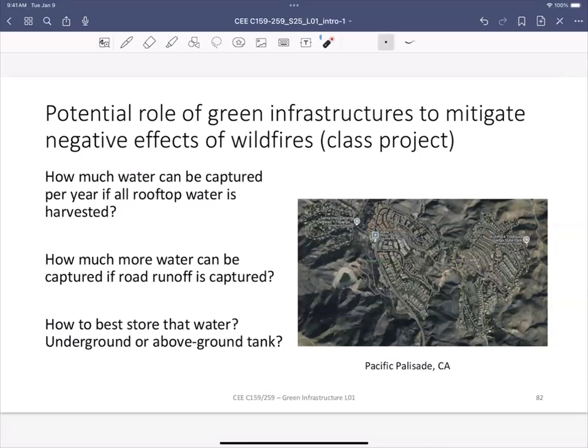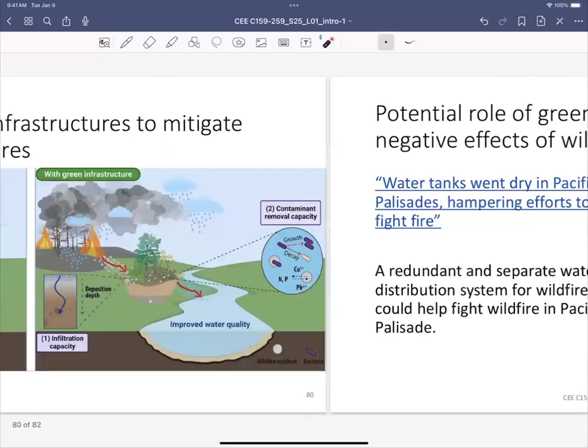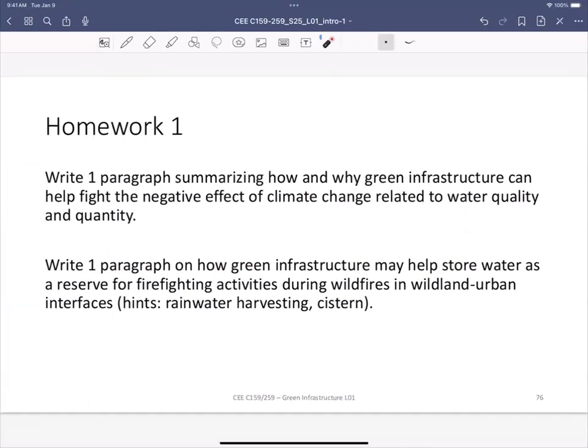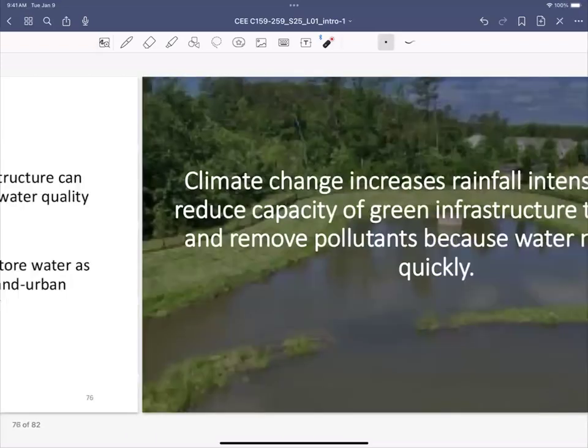So again, the homework today is about learning how green infrastructure can be used to store water for wildfire. So please write these two paragraphs when you can, and this is basically contributing towards the project. That's basically the learning assessment, how you can apply this.